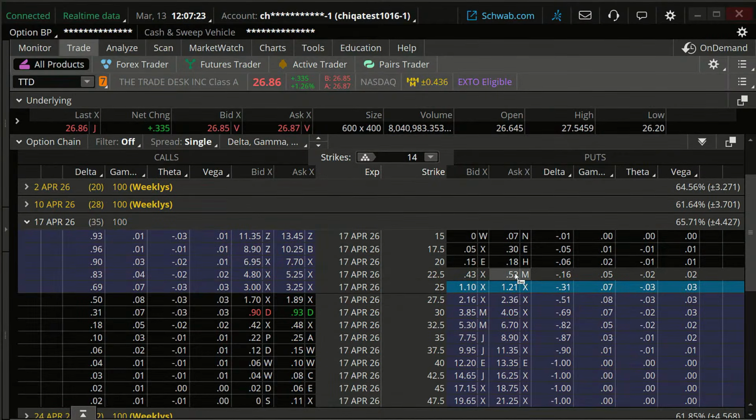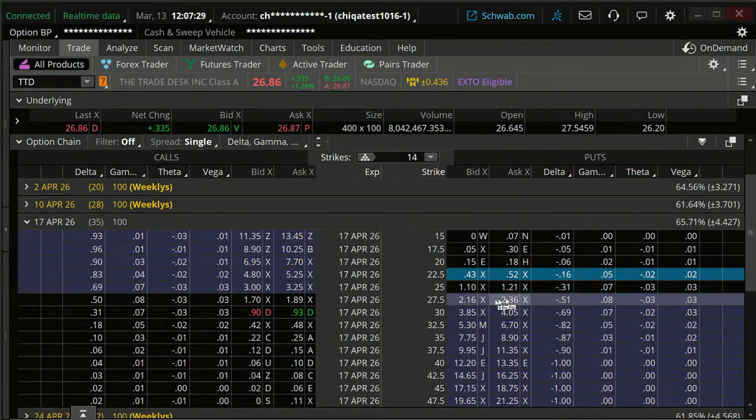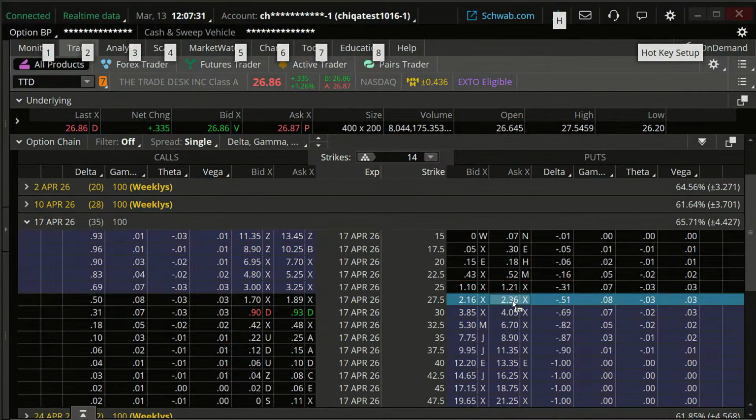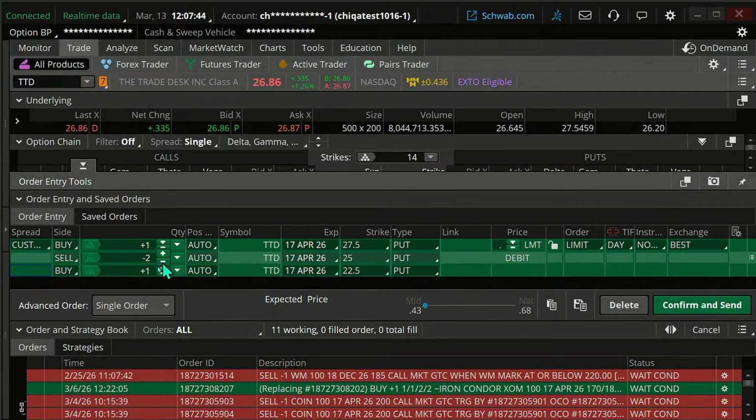I'm going to do the 22.50. I'm going to hold down my control key and buy that. I'm going to buy the 27.50. And I have this, and it just comes up as custom. Let me make this a little bit bigger here. And I'm going to make this 2 contracts.